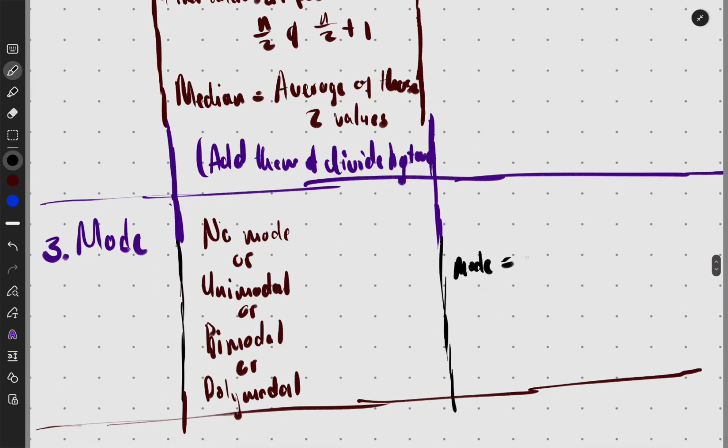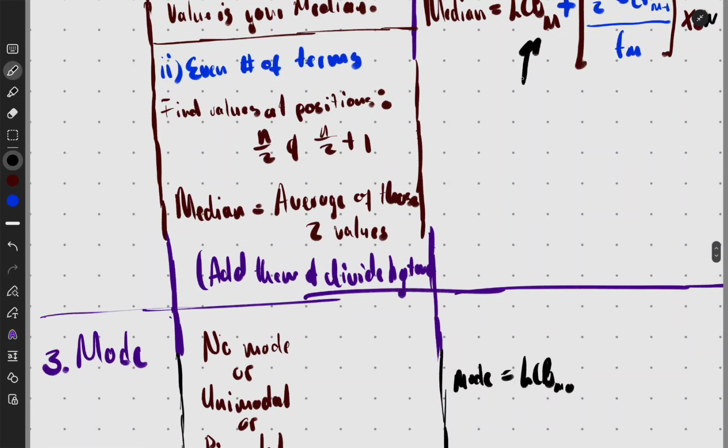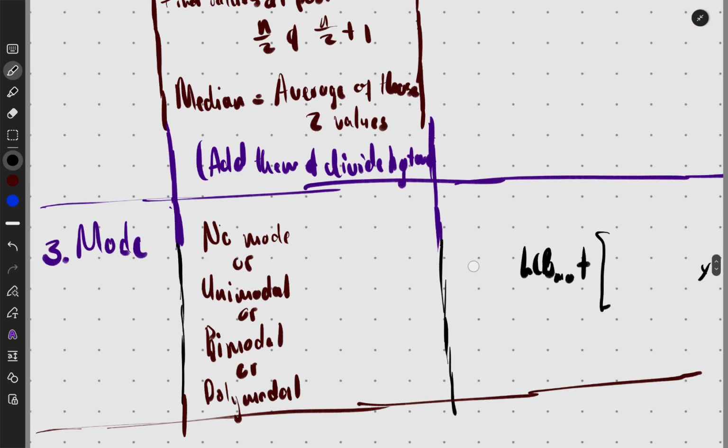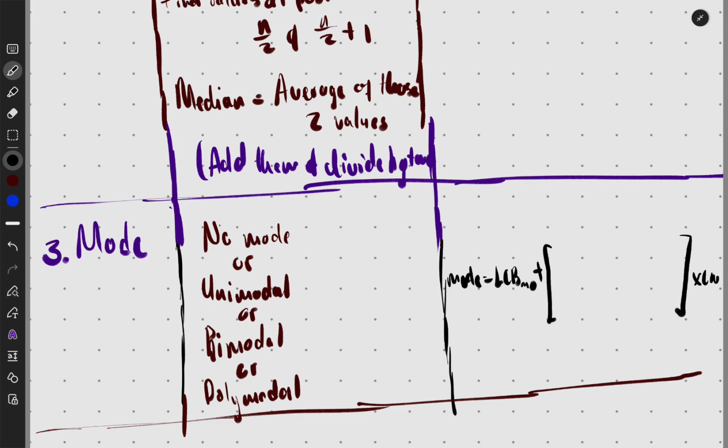For mode, this is going to be the lower class boundary of the modal class, just like this one. And you say plus, and you put your big fraction again, and you multiply by class width at the end. So a lot of the things are actually the same. Let me write it nicely: mode is going to be the lower class boundary of the modal class, plus we put our big fraction here. We multiply by class width at the end. Yes, that's the same for this part. The plus and the class width multiplying are the same, but the inside is what changes.